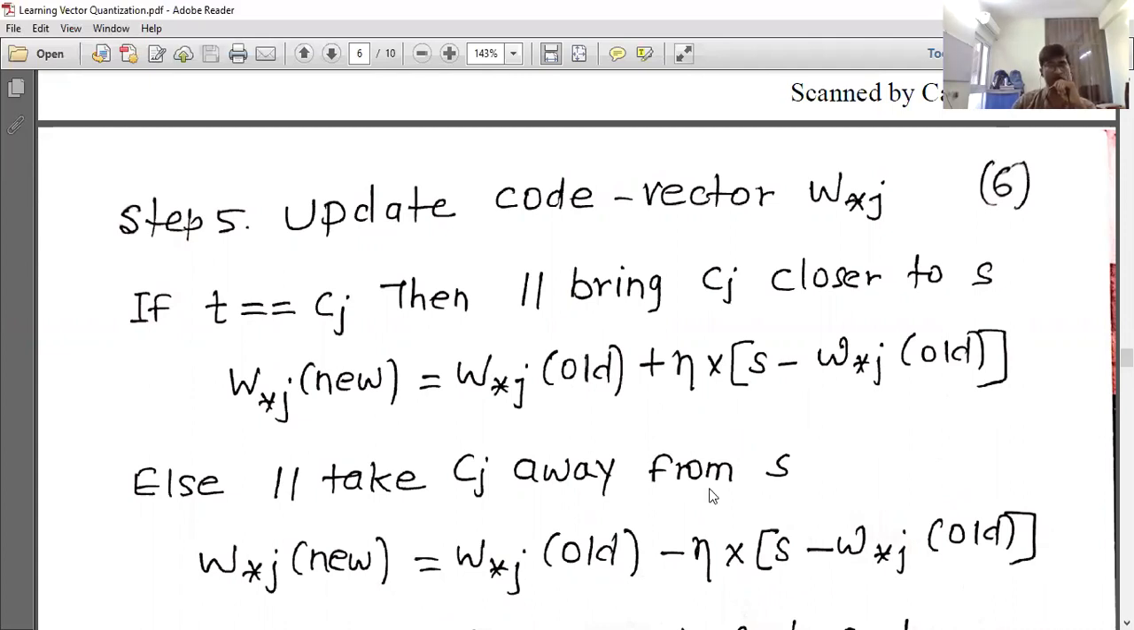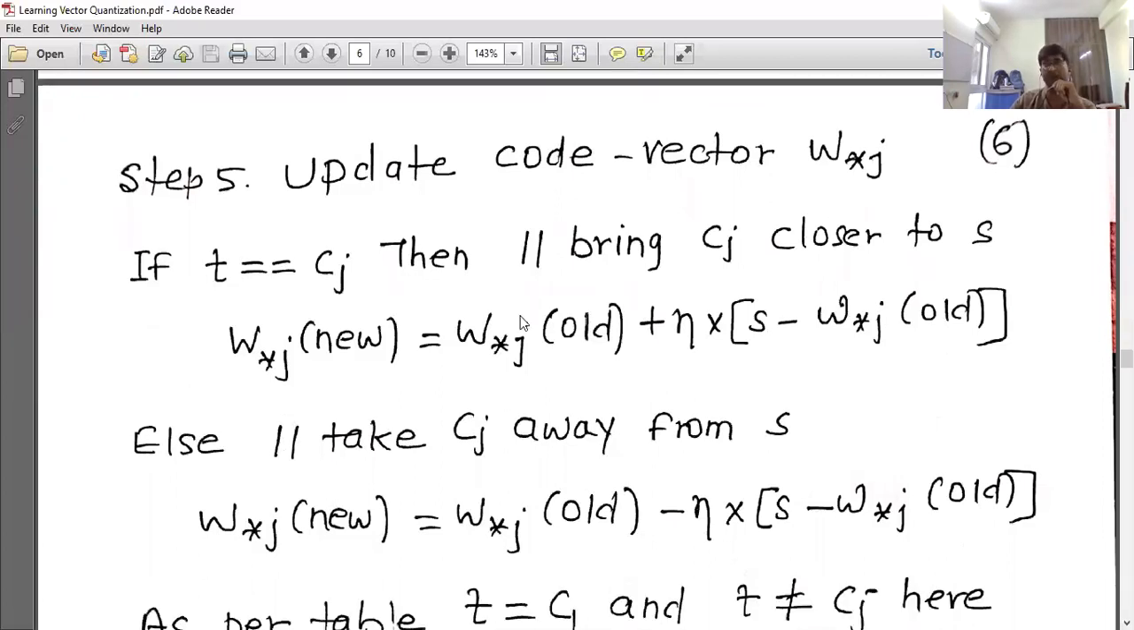And how would we move closer to the input pattern? By using this scheme, where the old weight is added with your learning rate into difference of your input value and the corresponding code vector, right? And the else case is what? If the values are not equal, as the case we have obtained, in that case, the concept is to move that code vector away from S, right? And the only difference in these two formulas is that these two signs are different, right?